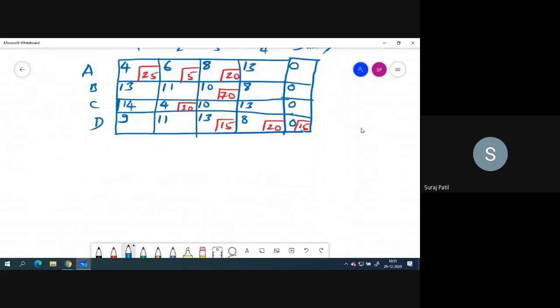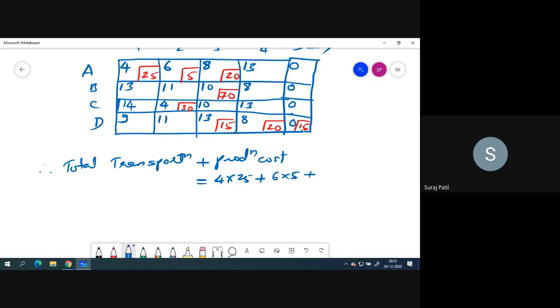So what is the initial transportation and production cost? Therefore total transportation plus production cost is equal to 4 into 25 plus 6 into 5 plus 8 into 20 plus 10 into 70 and 4 into 30 plus 13 into 15 plus 8 into 20 plus 0 into 50. This is, I think, 1465.